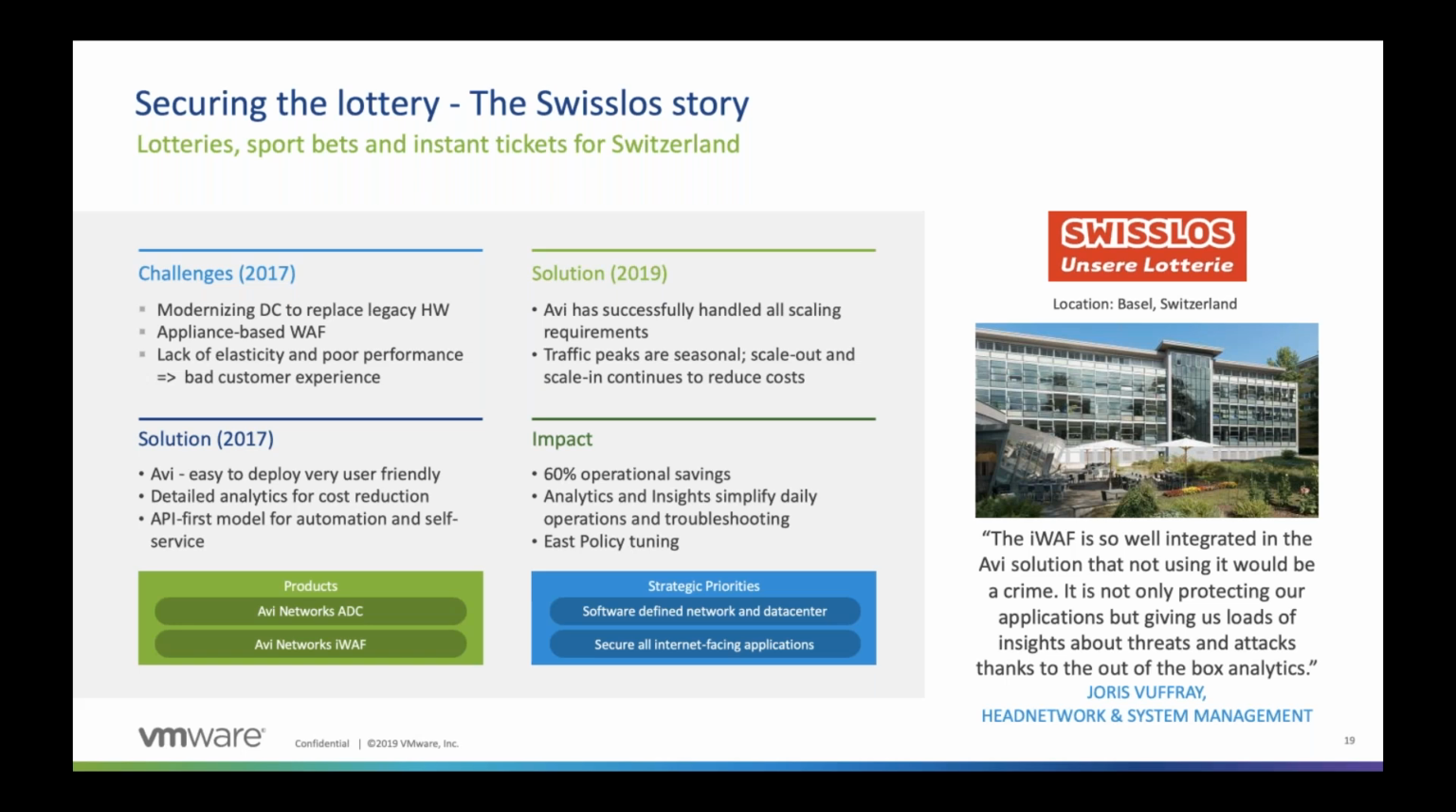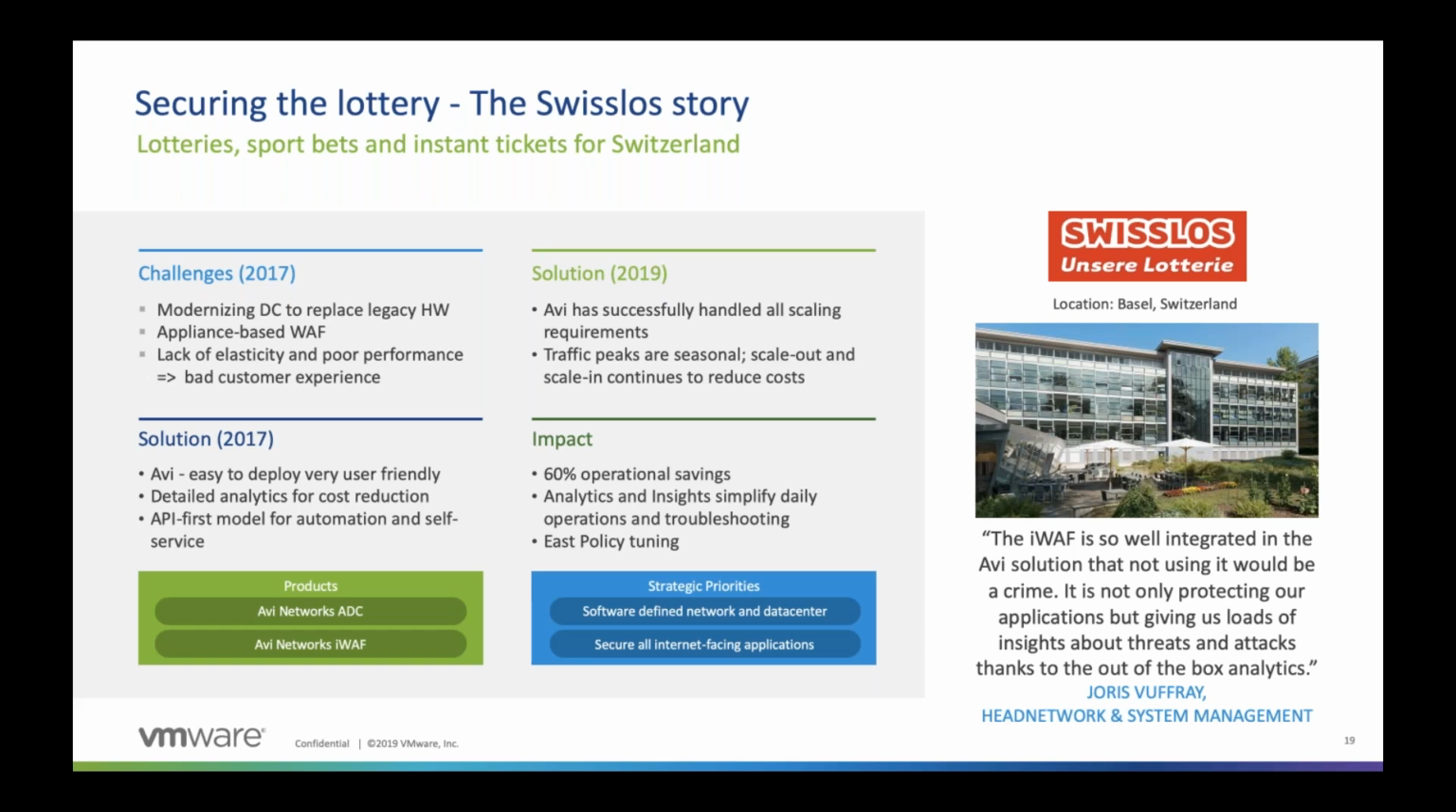And they use the API first model for automation and self-service, which was very high on their list as well. And we checked back in with them last month. So after 2 years, Avi has successfully handled all the scaling requirements for them. All these seasonal traffic peaks were perfectly handled, and they could scale, and had actually a lot of savings in the end.